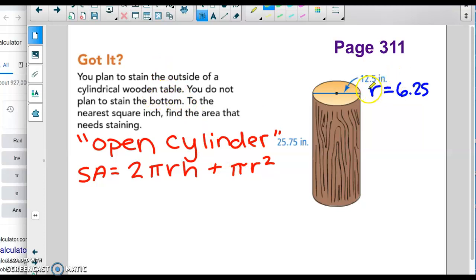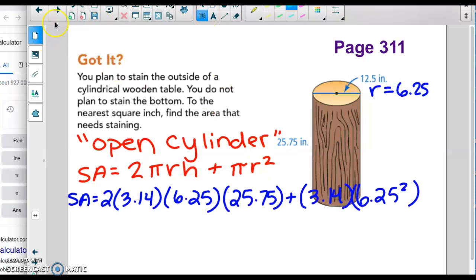Next thing I want to point out, popped up a little soon, but that's okay. Right here, when we go to substitute in our numbers, we have h, height, is 25.75. Again, we're not given the radius, we're given the diameter. So what do we do? We divide our given diameter by 2, and we get 6.25. So when we substitute the r, we are not going to be writing 12.5, we're going to be writing 6.25.